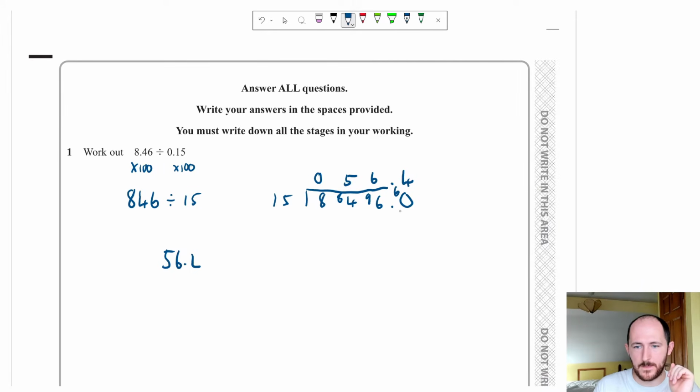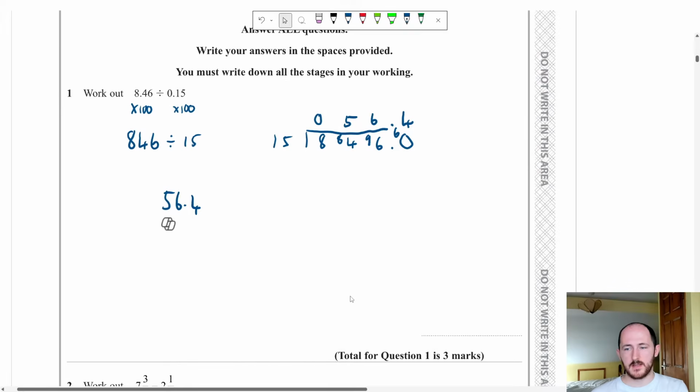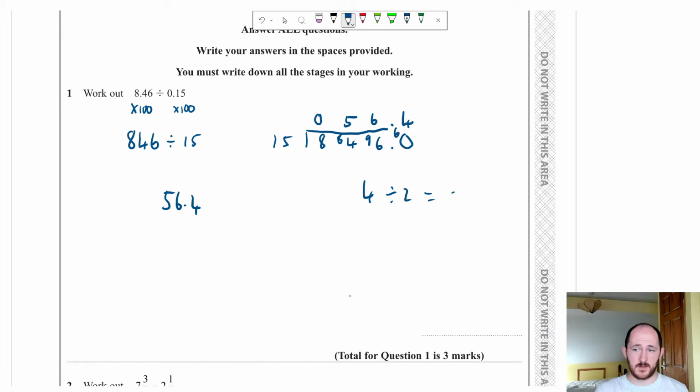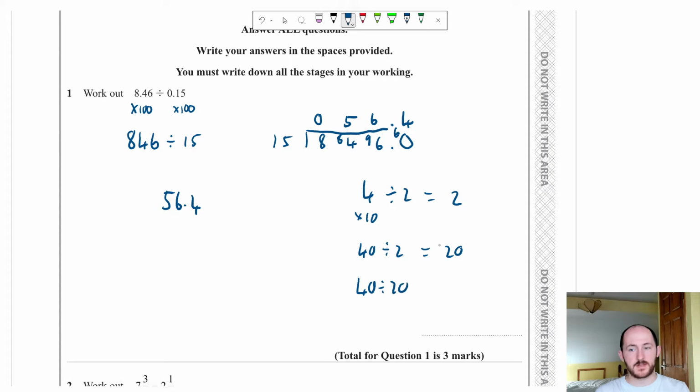Now, something that a lot of students do get wrong is they're not sure if you need to put the decimal point back in. So do I need to divide it by 100? The answer in this case is no, because we times the first number and the second number by 100. Let's say, for example, 4 divided by 2, obviously that's 2. If I times just the first number by 10, I get 40 divided by 2, which is 20. So the answer is 10 times bigger, which makes sense. However, if I do 40 divided by 20, where I've times both sides by 10, I still get 2. So you only have to divide if you times the first and the second number by different values. That's the key thing there.